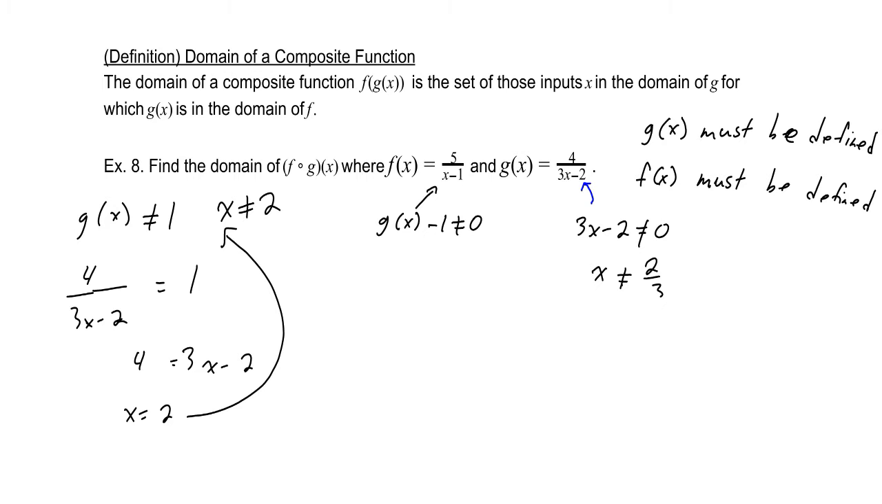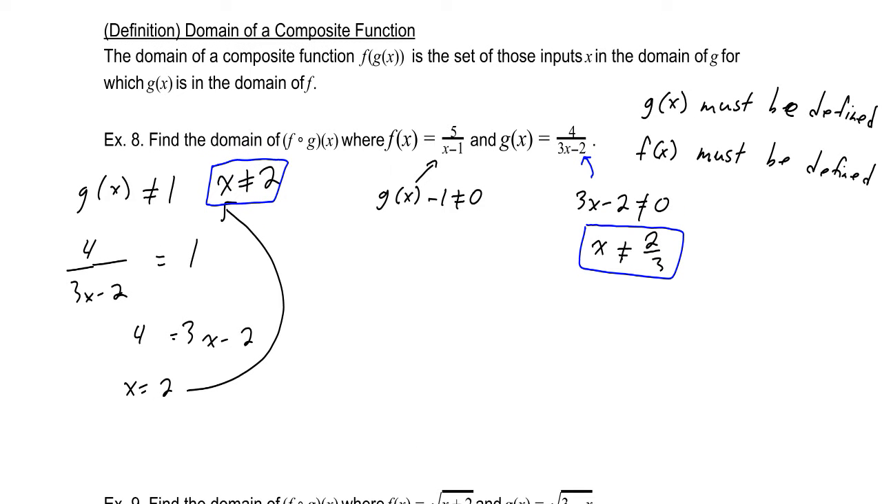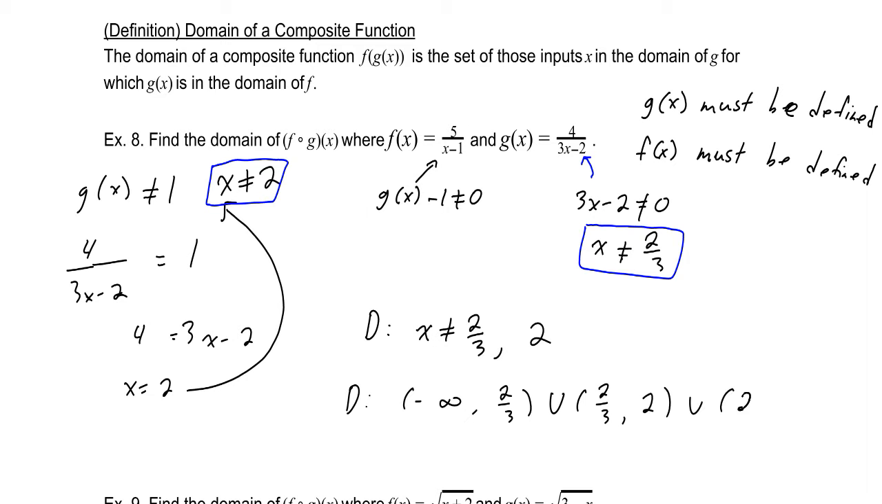So we have found 2 restrictions. One, x cannot be 2, and x cannot be 2/3. So our domain, I'm going to write this in 2 ways. It cannot be 2/3 or 2. And in interval notation, that would be written as negative infinity to 2/3 union 2/3 to 2 union 2 to infinity. And that is our domain.